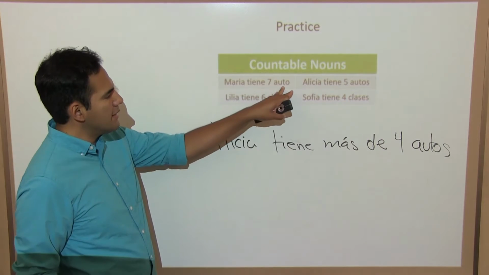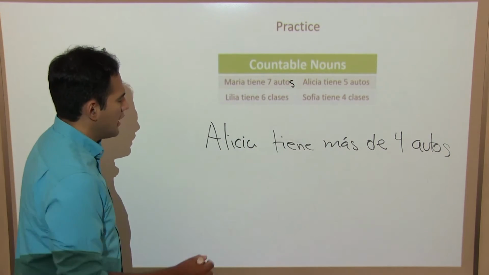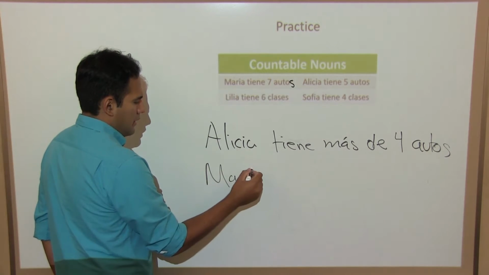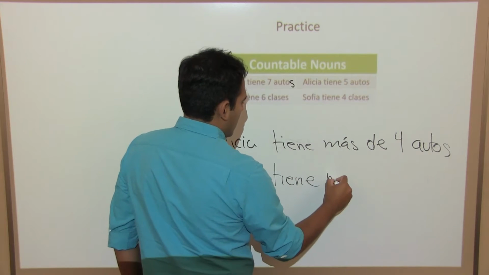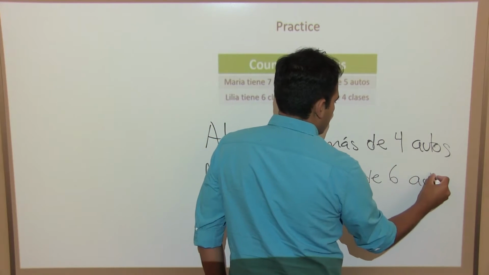For example, Maria tiene 7 autos. So we're going to say Maria tiene más de 6 autos.